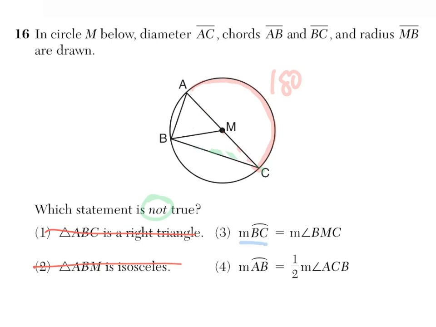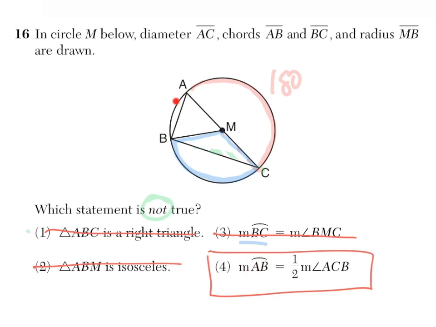Option 3, arc BC, which we have right here, is equal to angle BMC. Is this true? Is this the case? It is, because we know, of course, this is a central angle, right? M is the center, and central angles are equal to the arc, so we know that we can eliminate option 3, and that means that by process of elimination, option 4 has got to be the answer. Let's take a look at it a little bit further just so we can verify it.